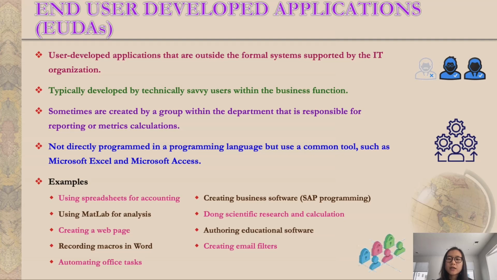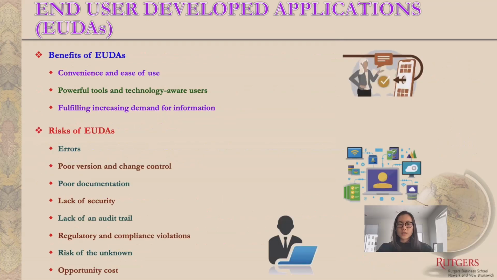Usually, they are not directly programmed in a programming language, but use common tools such as Microsoft Excel to create spreadsheet programs or database management systems, such as Microsoft Access, to create database functions. The list here on this slide shows examples of activities by end-user programmers. The benefits of end-user developed applications include convenience and ease of use, and powerful tools and technology, where end users are fulfilling the increasing demand for information.